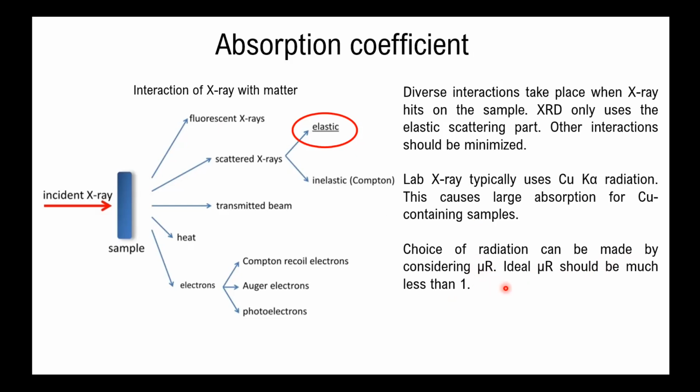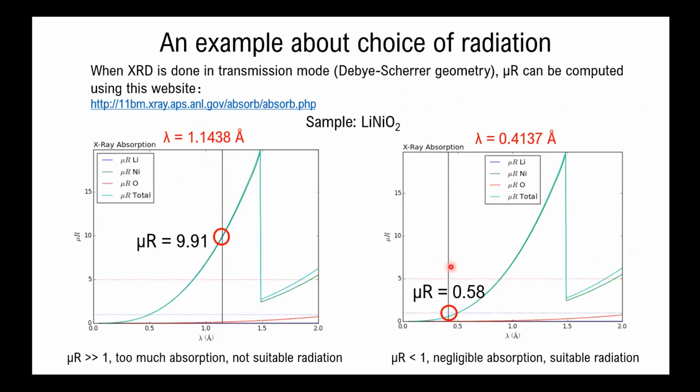You can use an online website to do the calculation. The example here is given about lithium nickel oxide, a typical battery cathode material. So we can determine what is really a good wavelength for measuring the diffraction of lithium nickel oxide, right? You can go to this website. You can tell it's the 11-BM website of APS. It provides a nice way to calculate whether the radiation that you use is appropriate for a sample.